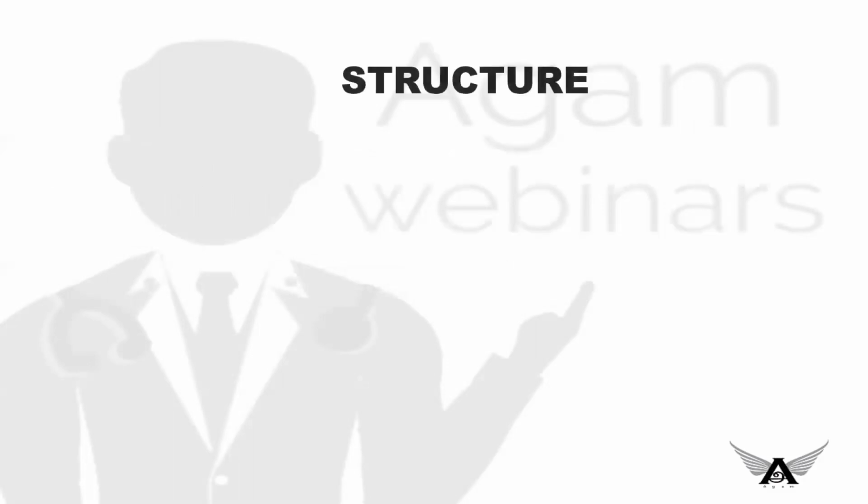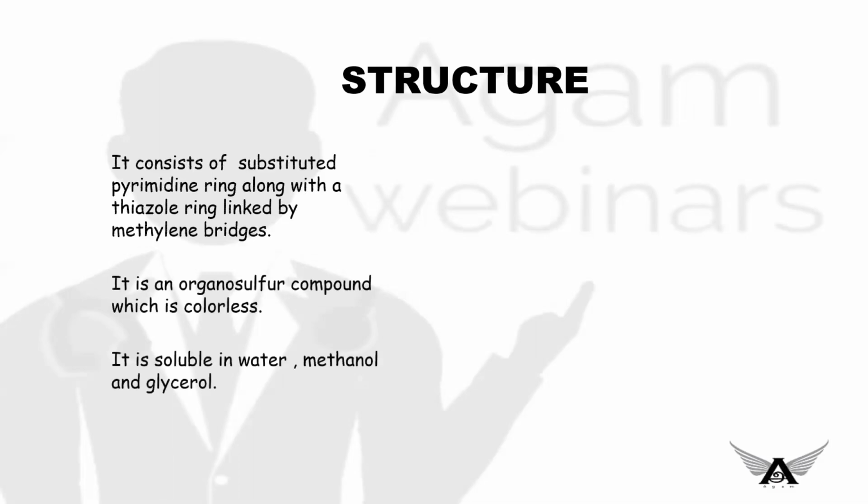Now we'll see the structure. It has a substituted pyrimidine ring along with the thiazole ring, which are linked by a methylene bridge. When we see the structure, you will be able to appreciate a sulfur atom present here. So this vitamin is called a sulfur containing water soluble vitamin. This vitamin is soluble not only in water but also in methanol and glycerol.